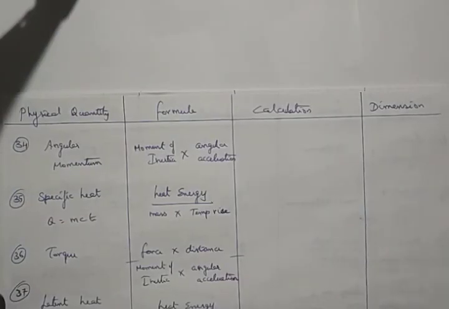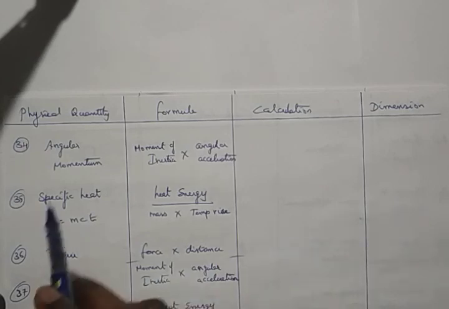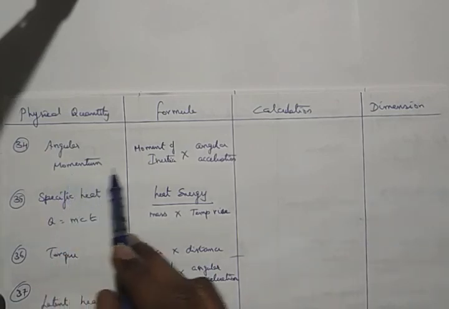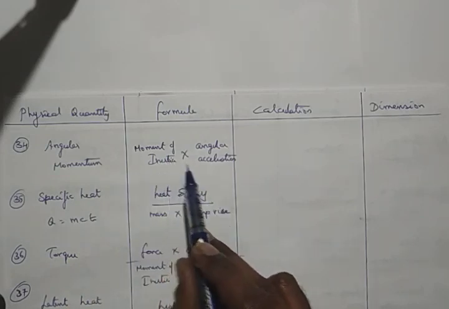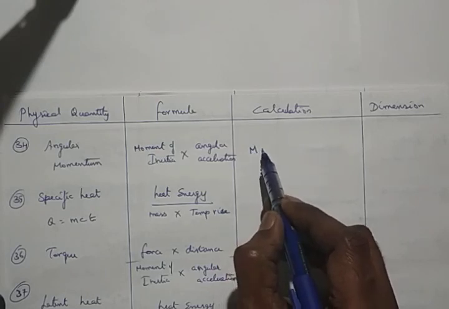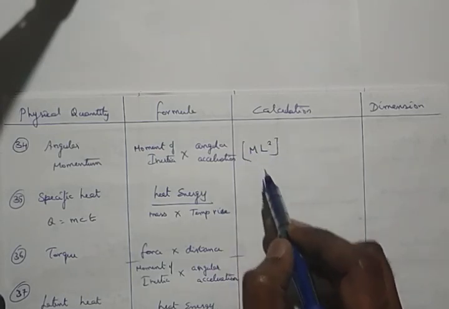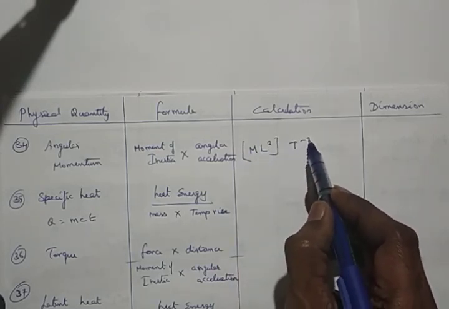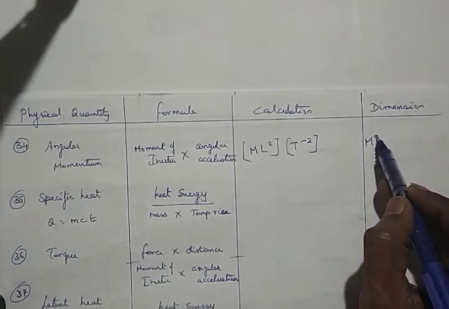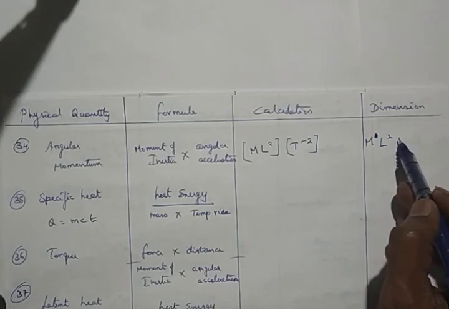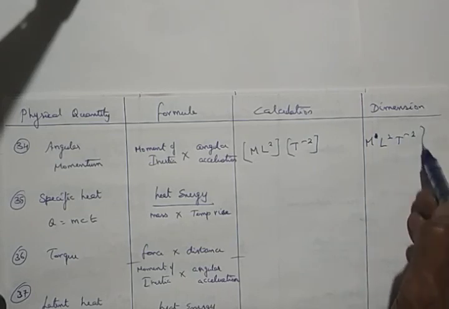Now we are going to see a few more formulas in the same topic of rotational motion. Angular momentum: moment of inertia into angular acceleration. Moment of inertia, we already know, is ML2. Angular acceleration is T minus 2. Combined together, M1 L2 T minus 2.